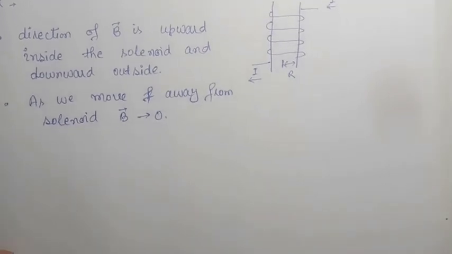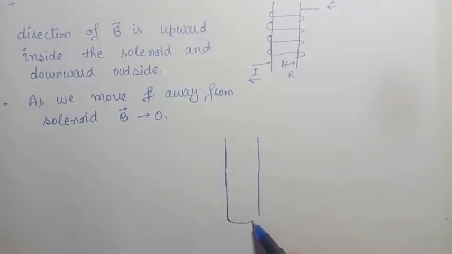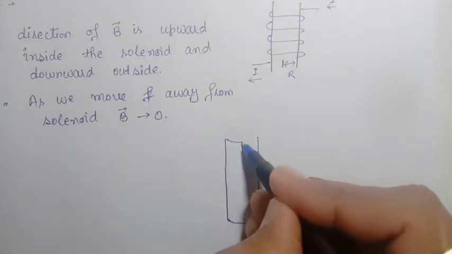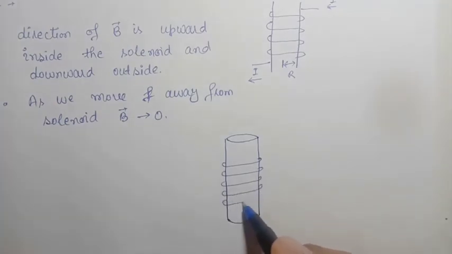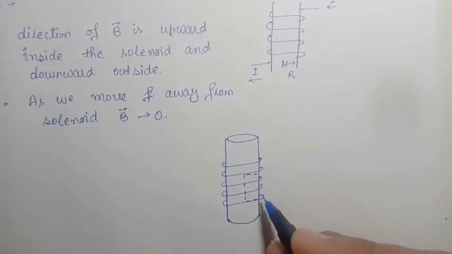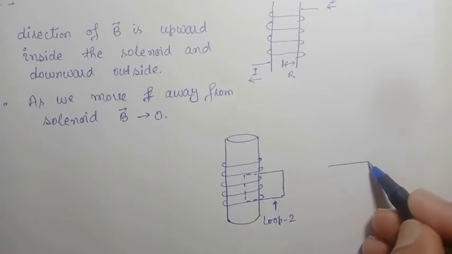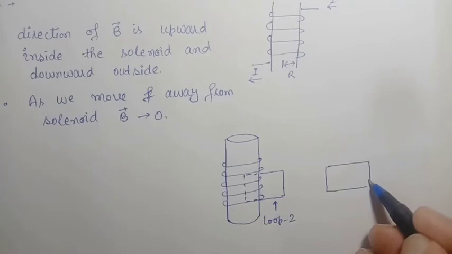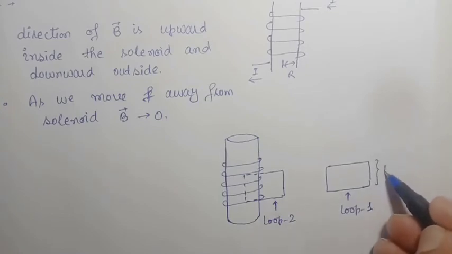Now here, suppose this is a solenoid and these are the wires, and suppose we have one rectangular loop, half inside the solenoid and half outside the solenoid, and suppose this is loop number 2, and suppose we have a similar loop which is altogether outside the solenoid, and this is loop 1, and suppose the length of this loop is L.